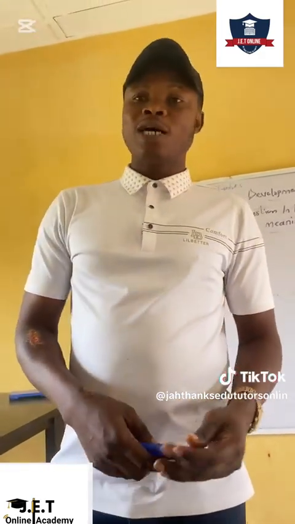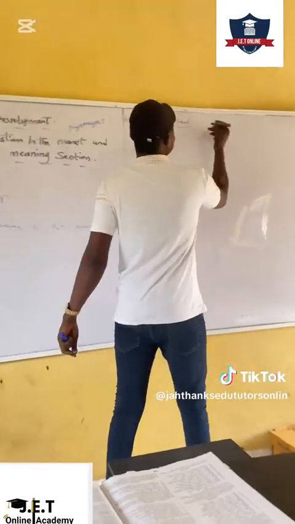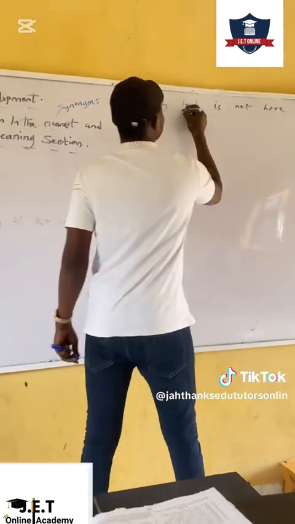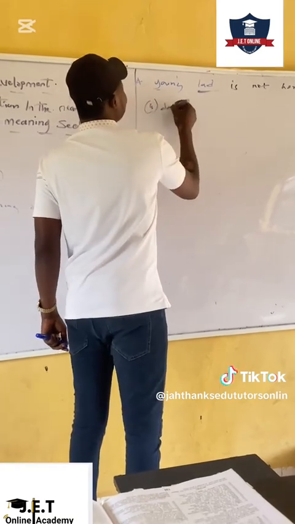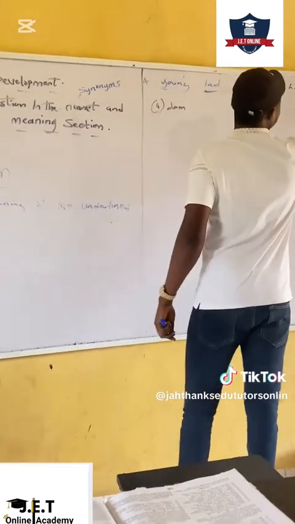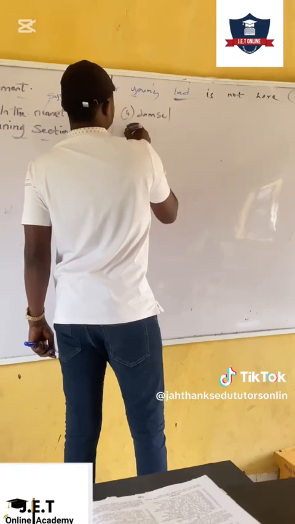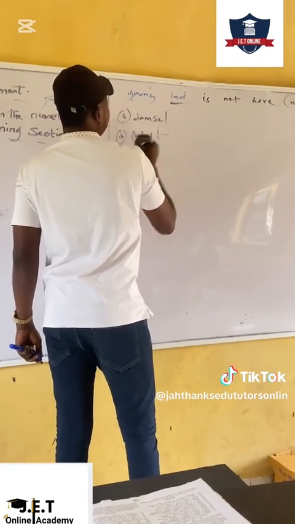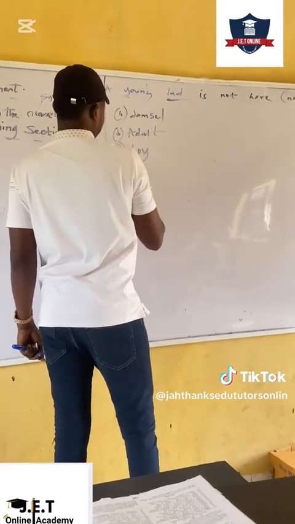Are you getting me? When you know the meaning of the word, you don't have to struggle. The young lad is not here. Now let's say this is the word that is being underlined and you are asked to look for the nearest meaning in the options. Option A, damsel; B, adults; C, ball.